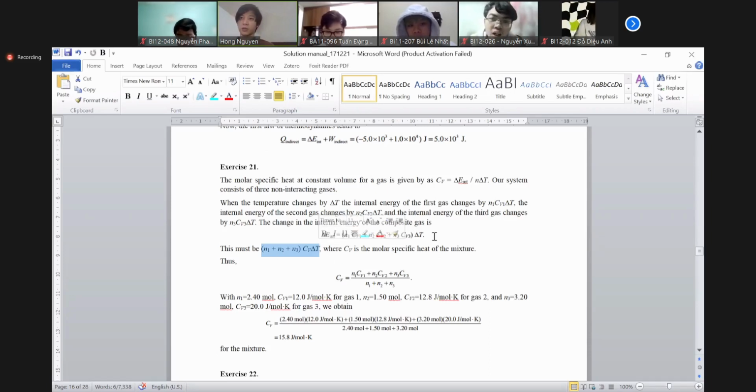And finally, we should have this one equal to this one, right? And from this and this, you should be able to find the CV, the final expression of CV. And after that, we should be able to calculate the CV. Good. This is number 21.